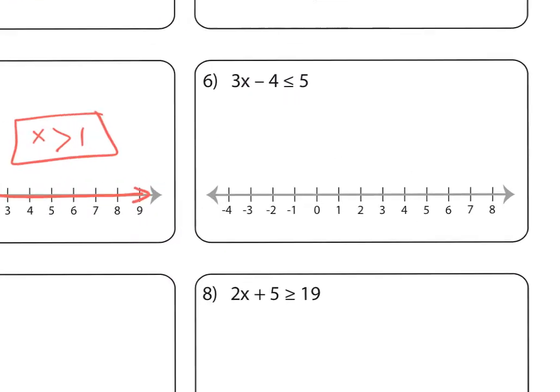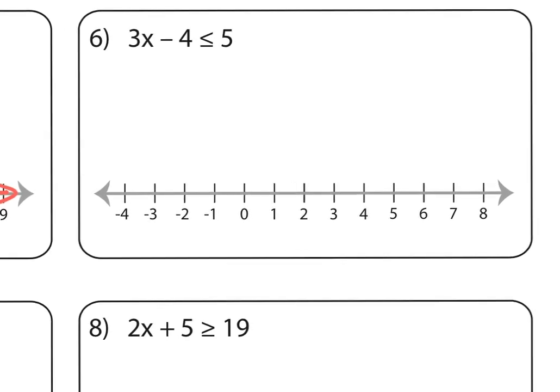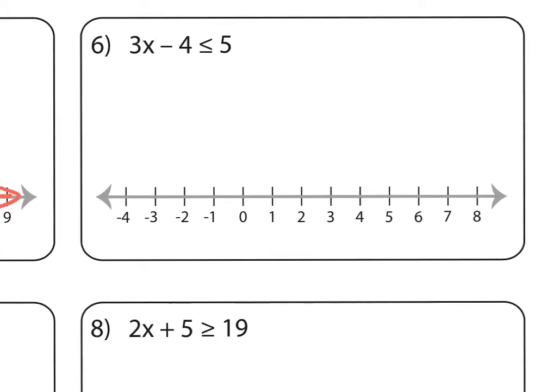For number 6 here, we got 3x minus 4 less than or equal to 5, right? So again, the first thing we have to do is add 4 on both sides, so we get 3x less than or equal to 9, and the next step we need to cancel 3, and we're just going to divide by 3 on both sides.